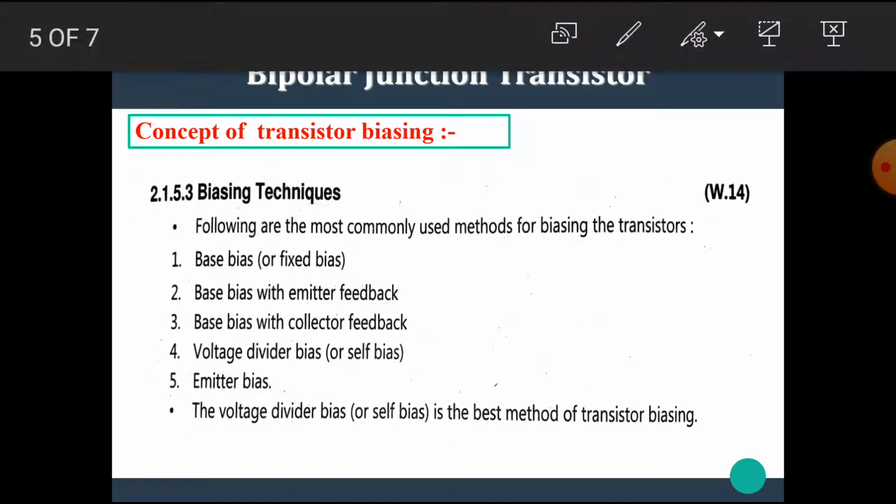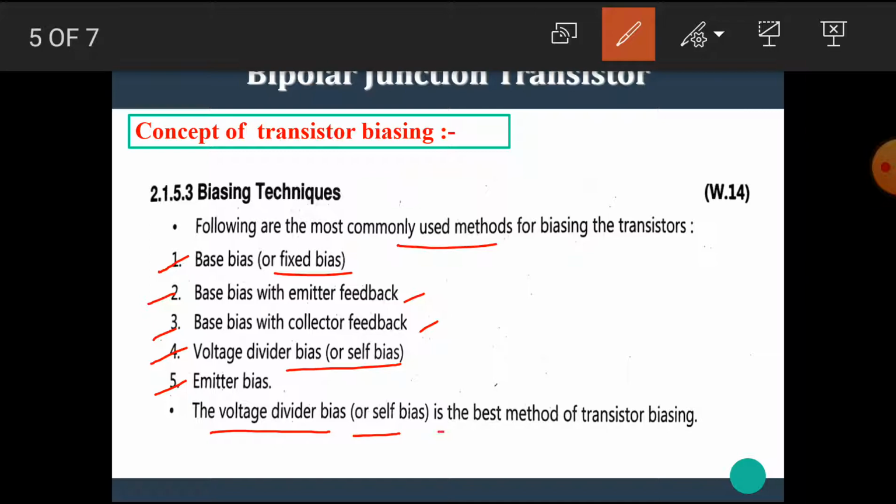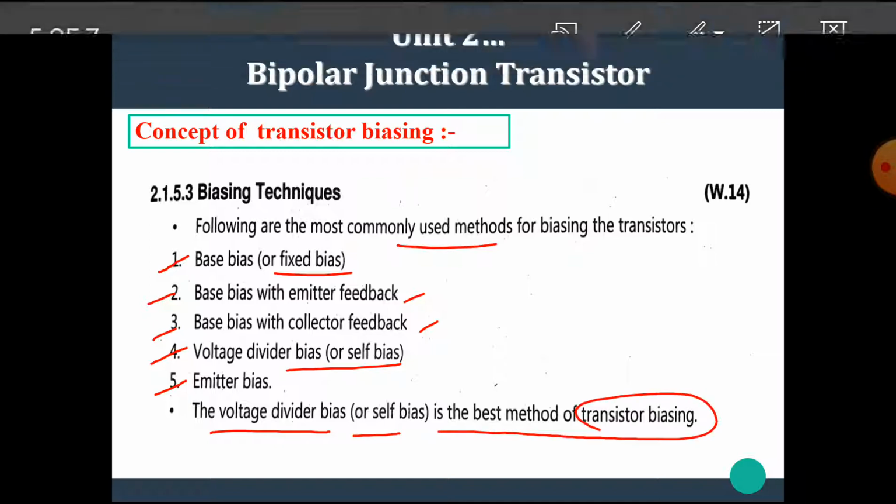Now let's see some biasing techniques. Following are the most commonly used methods for biasing of the transistor. Base bias, also known as the fixed bias technique. Base bias with emitter feedback, base bias with collector feedback. The most important are the voltage divider bias or self bias, and the emitter bias. The voltage divider bias or self bias is the best method of transistor biasing.